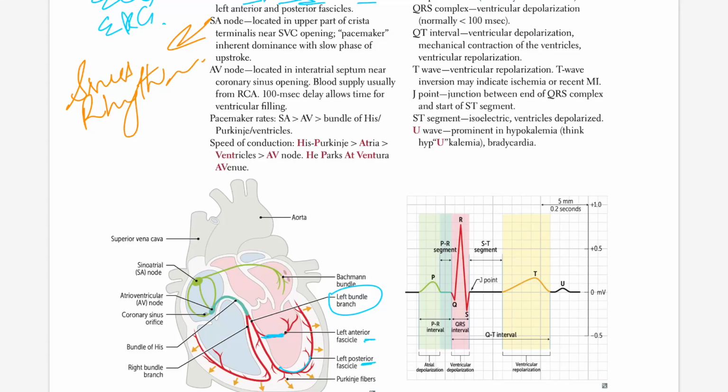Okay. What is AV node? Let's change the color here. AV node, on the other hand, is located in the interatrial septum near the coronary sinus opening. Blood supply usually from RCA. A 100 millisecond delay allows time for ventricular filling. So AV node is right here, and the location they said is interatrial septum near the coronary sinus opening.